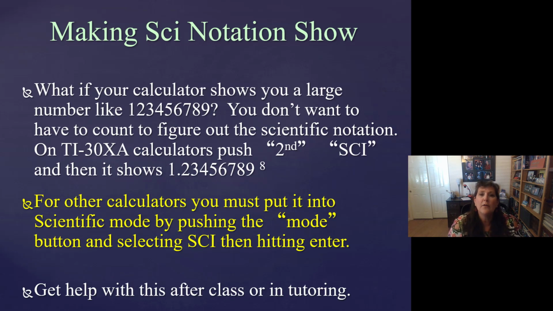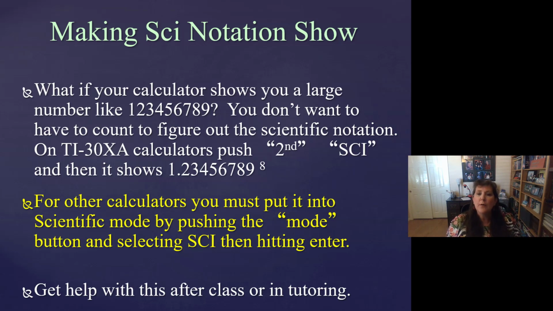So, what if your calculator shows a large number, like 1, 2, 3, 4, 5, 6, 7, 8, 9, and we're supposed to put it in scientific notation? The TI-30XA calculator, the one I'm holding, has a shortcut for this. You push the big yellow second button in the upper left corner and then hit SCI, which is above the 5. And boom, it put it in scientific notation for you. 1.2345678 with a little 8 in the corner, times 10 to the 8.